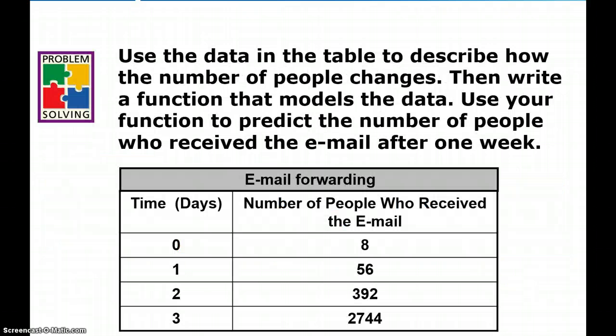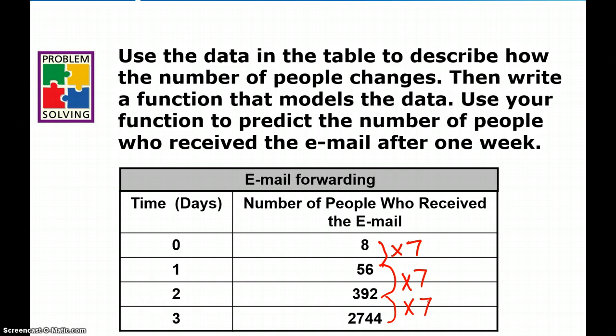So this one here, it says first figure out what kind of data it is, and after you figure it out, we're going to write the equation. So you can kind of tell by looking that it goes up really fast. So if you had to guess, hopefully you'd guess that it's exponential. And if you're not sure, then you're going to check. 56 divided by 8 would be times 7. 392 divided by 56 would be times 7. And 2744 divided by 392 would be times 7.